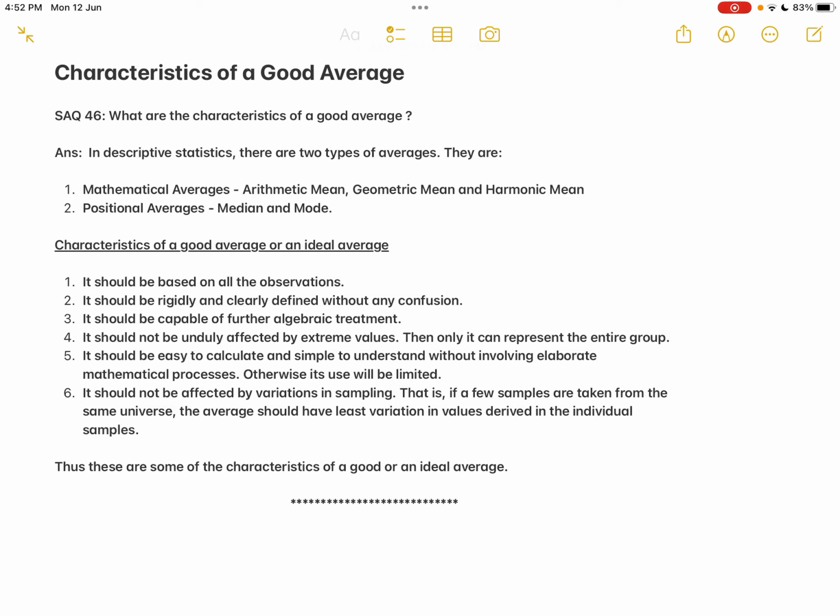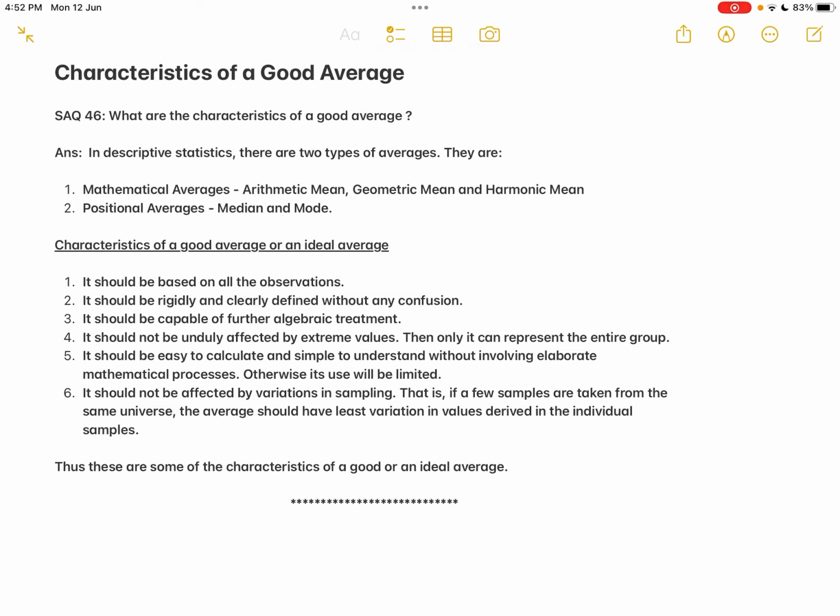Then the second one: it should be rigidly and clearly defined without any confusion, because the formula should be clear. Whoever wants to find out the average, the answer should be the same. So there should be a formula without any confusion, rigidly defined so that the answer will be the same. But we have seen that in case of mode, that is not possible. It is not rigidly defined. There are different methods of calculation. So that is one of the drawbacks of mode.